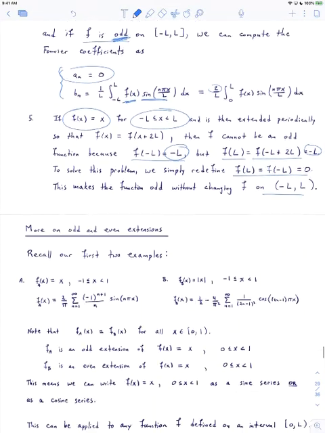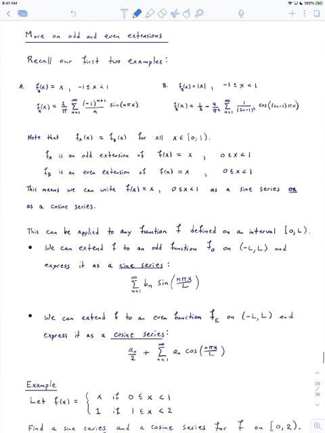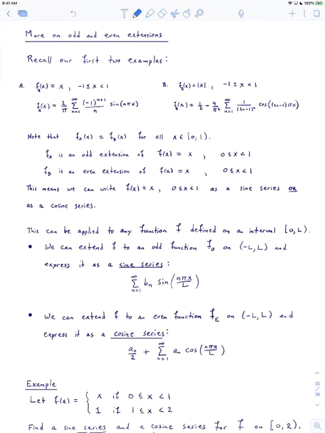Let's talk a little bit more about odd and even extensions. In particular, let's look at two examples, our first two examples. I'm going to call them examples A and B, and label the functions f_a and f_b. I'm using a and b instead of 1 and 2 because if I use f_1 and f_2, it looks like those orthogonal functions from the last lecture.